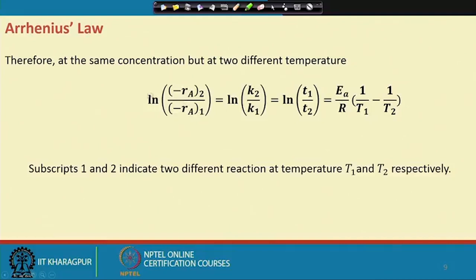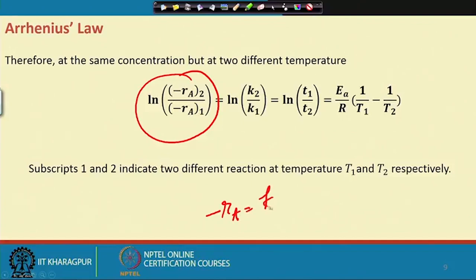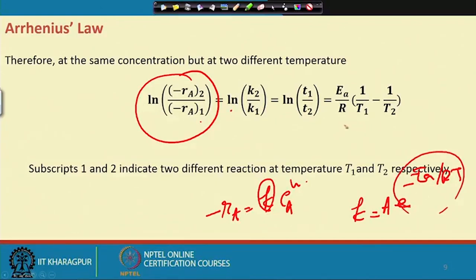Now, if you take this Arrhenius equation into consideration, then we will find, at two rates, a relation with ln, because minus rA equals k into Ca to the power n, am I right? So, it is proportional to k. In the Arrhenius equation, we have also written k equals A e to the power minus Ea by RT. So, I can write that ln of rA2 by rA1 equals ln of k2 by k1, because these are at different temperatures and will differ. If you take this into account, we get this particular relation: Ea by R times 1 by T1 minus 1 by T2.